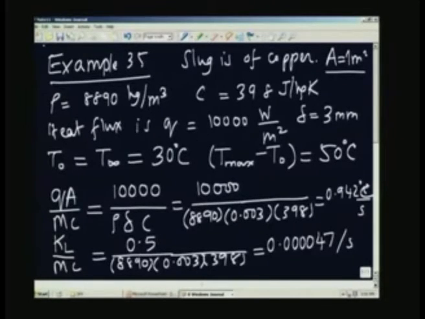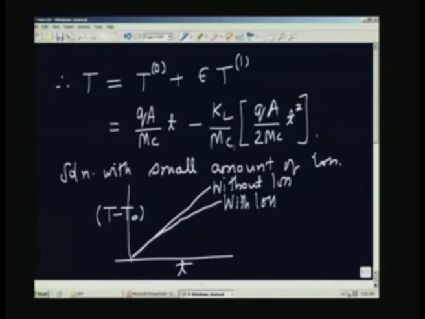So all I have to do is to now substitute into the solution. So if you remember, the solution is T equal to, or we will go back and write it from the beginning. I think it was somewhere here. The solution is given, T equal to QA by MC into t minus KL by MC into QA by 2MC t squared. So what I have to do is put t equal to t max.